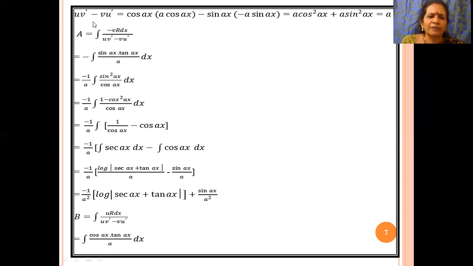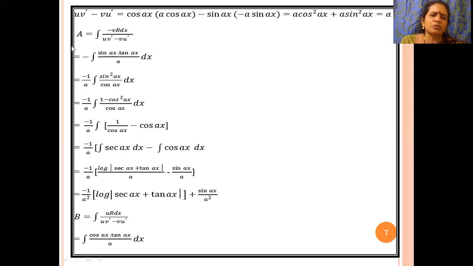uv dash, you have to find out uv dash minus vu dash. Substitute what is v dash. Already we have written what is u, what is v. From that write down the v dash, from that write down the u dash. Simplify that, we will get the value of uv dash minus vu dash is a cos square ax plus a sin square ax. Taking a common, cos square ax plus sin square ax value is 1. So finally this value is a.